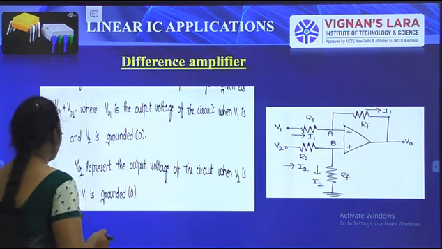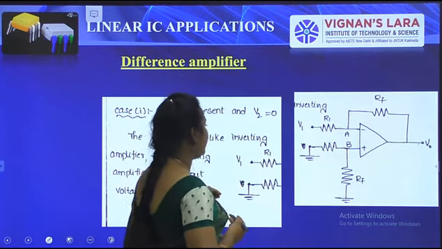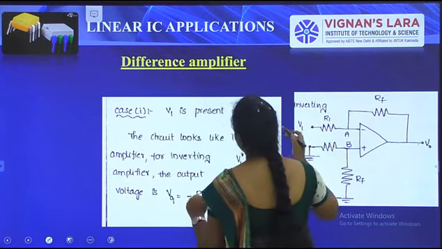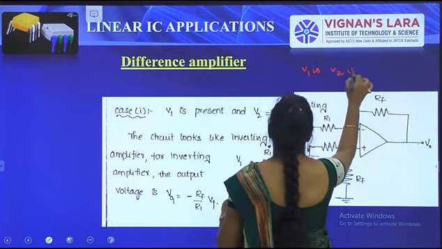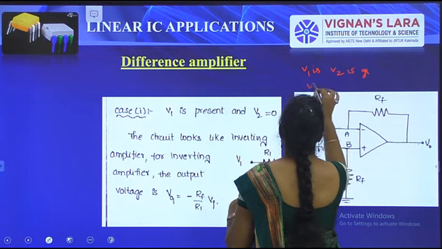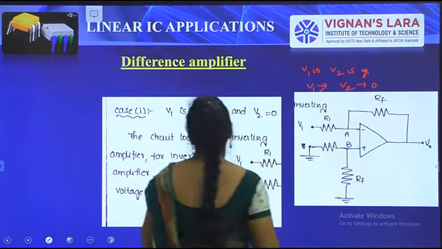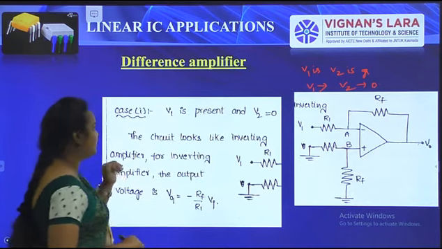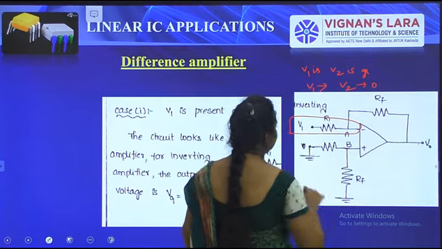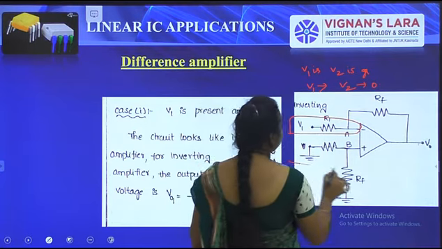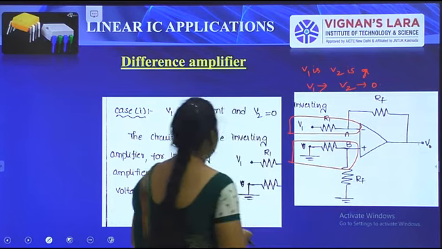There are two cases in the difference amplifier. The first case is when V1 is present and V2 is grounded. That means V1 has the source and V2 is taken as 0. Here the circuit looks like an inverting amplifier. When V1 is present and V2 is grounded, the circuit looks like an inverting terminal.